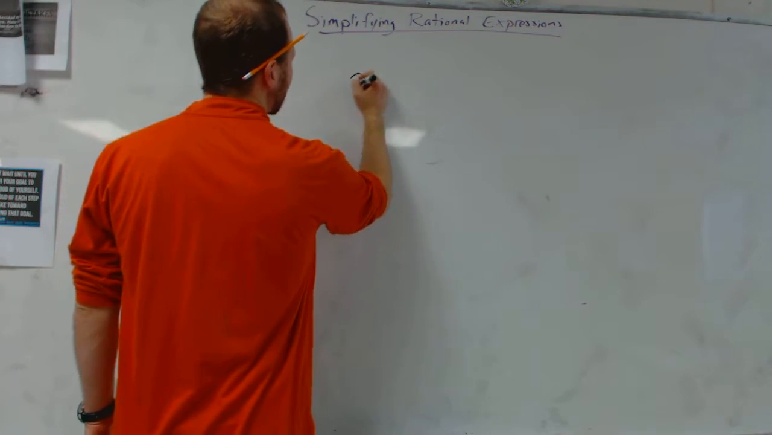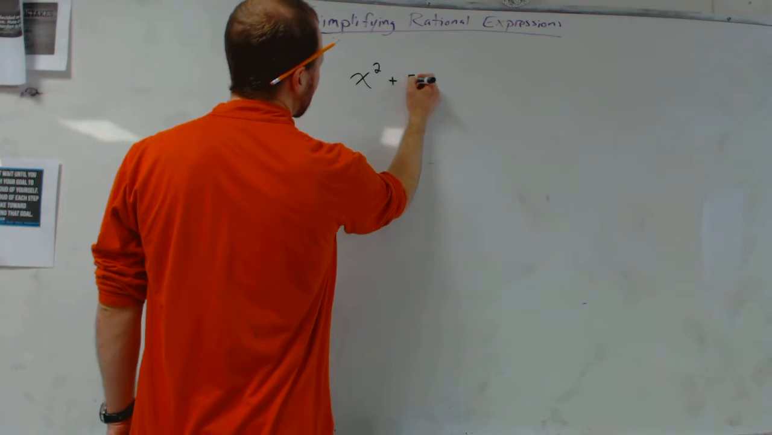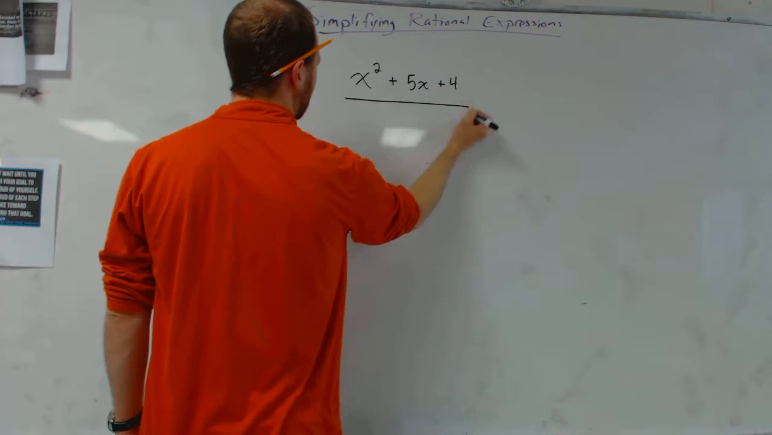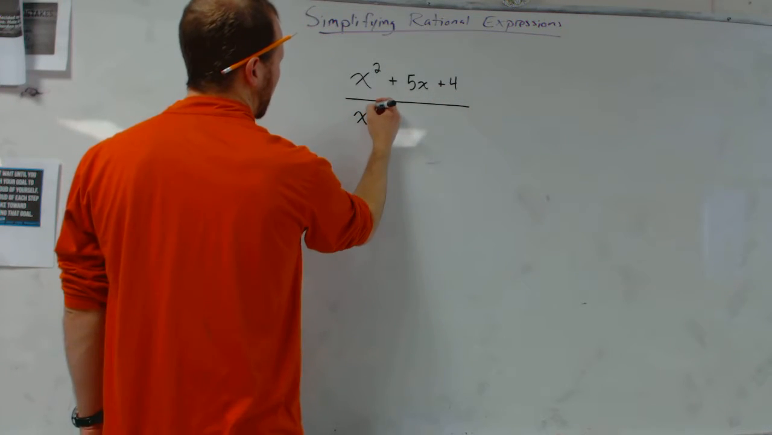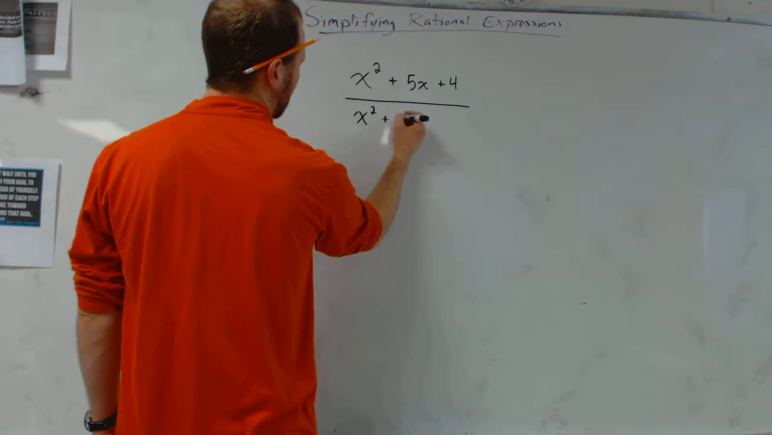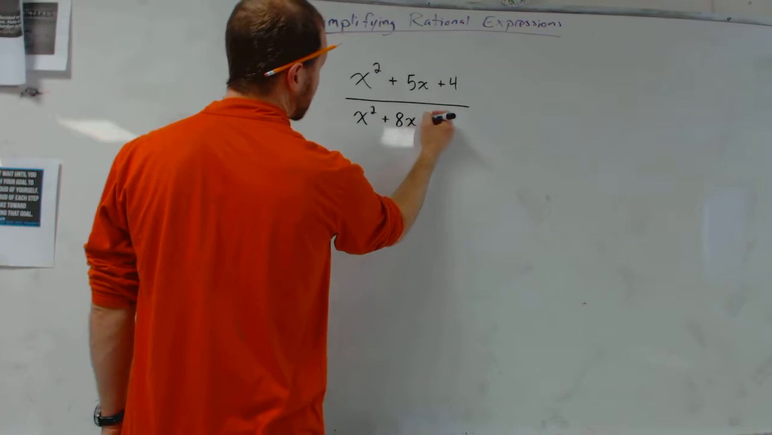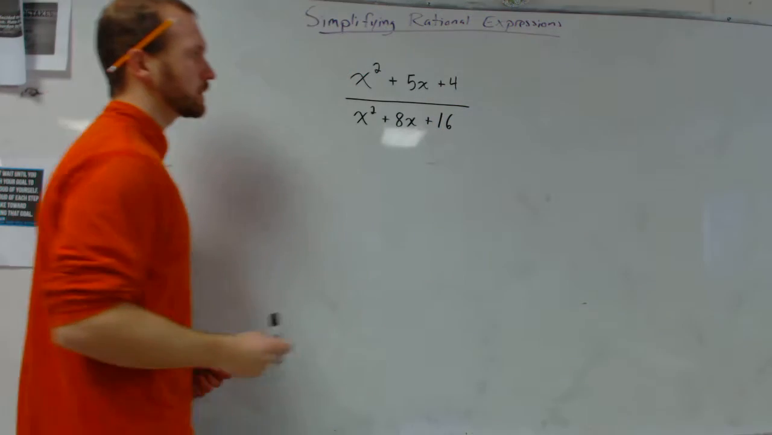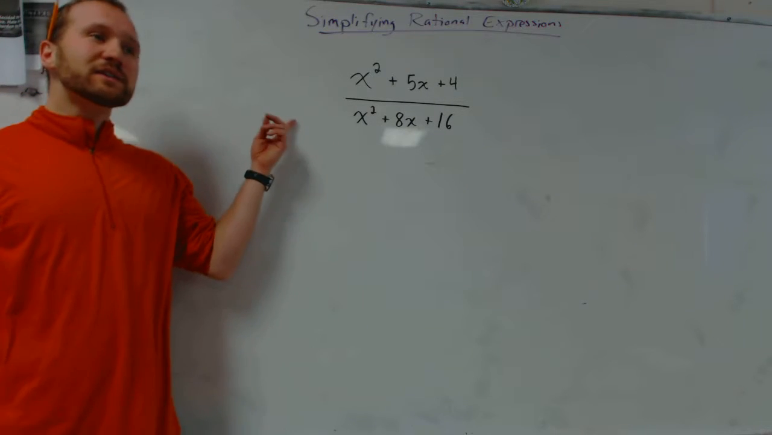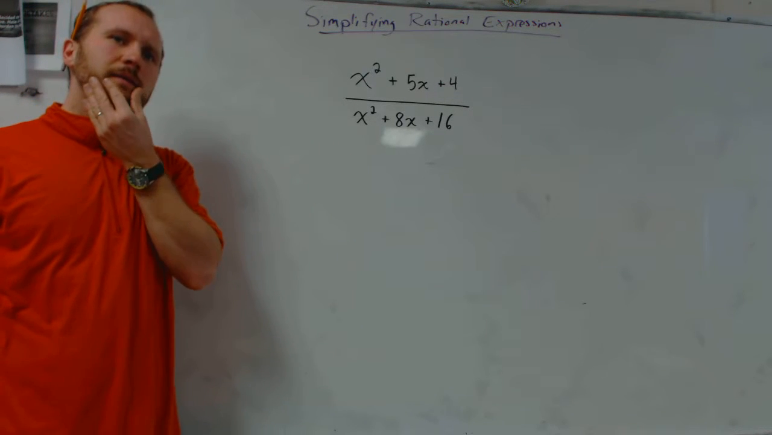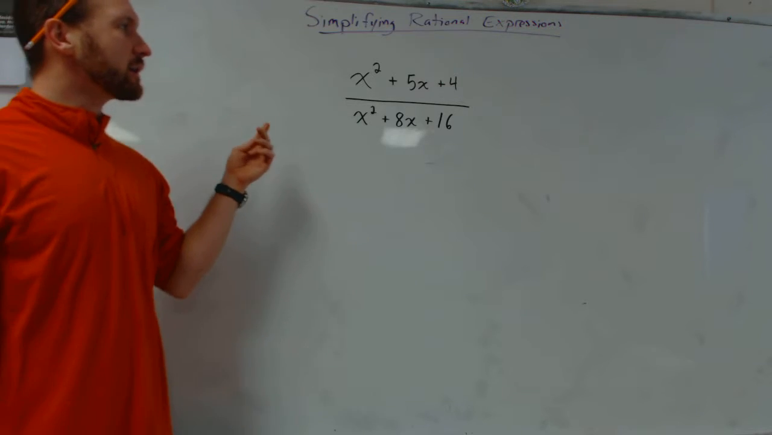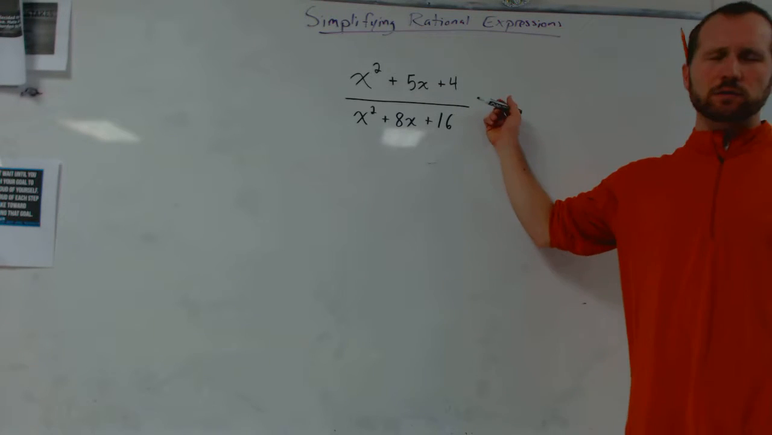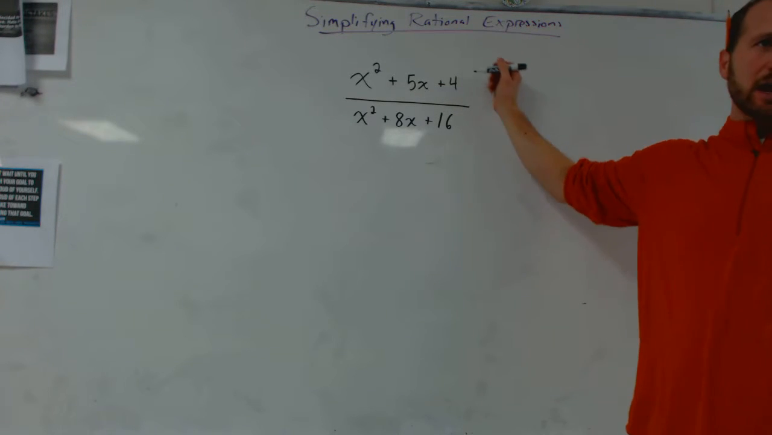Something like this: x squared plus 5x plus 4 over x squared plus 8x. We've already started looking at these, right? So you guys know what to do. You factor them. So we factor the top and we factor the bottom.